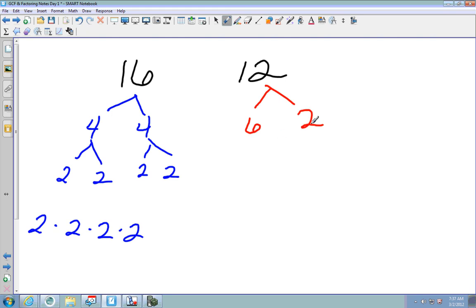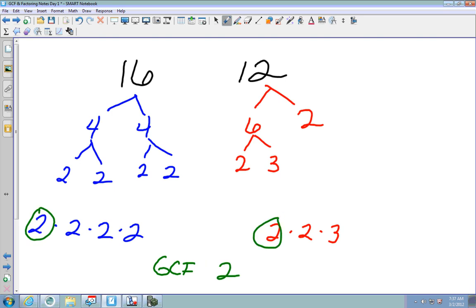How does 2 split up? No, that's prime. How does 6 split up? 2 times 3, right? Okay, so the numbers that multiply together to give me 12 are 2 times 2 times 3. Now, this is how you guys used to do it in elementary school. Now, to find the GCF, the greatest common factor, a 2 goes into both of them, so I'm going to put a 2 here.